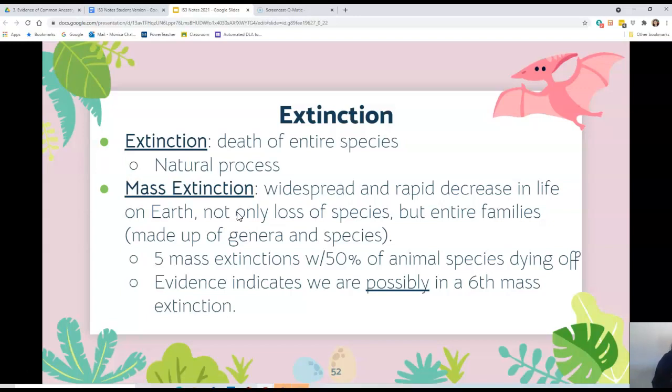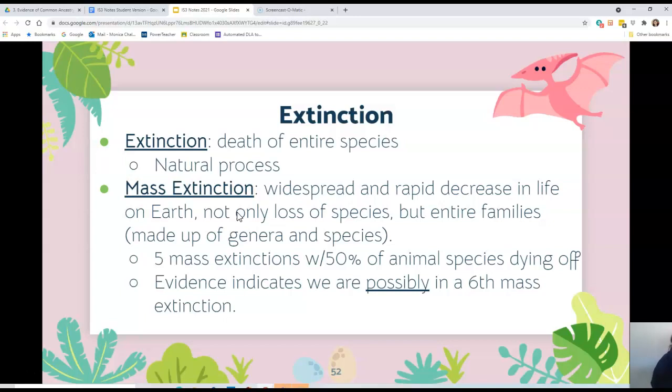First of all, mass extinction is widespread and rapid decreases in life on Earth. Not only loss of species, but entire families, which is made up of both species and the genera, which is a wider umbrella that encompasses more species than just a species line. There are, as far as we know, 5 major mass extinctions where you had 50% of animal species dying off. That's significant. Evidence is mounting to indicate that we are possibly in a 6th mass extinction.